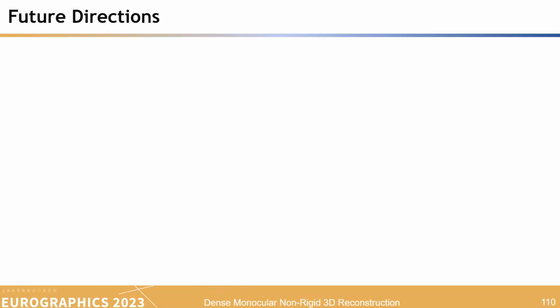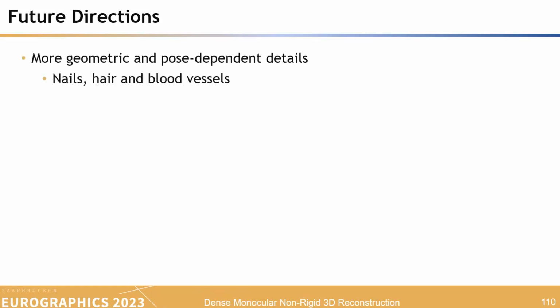To summarize and give a future direction, the existing models lack geometric and pose-dependent details. For example, they cannot model nails, the hair on the hands, and also the vessels. Most of the methods also targeted hands and reconstruction of rigid objects. So I think we might soon see methods which can reconstruct articulated objects or deformable objects.